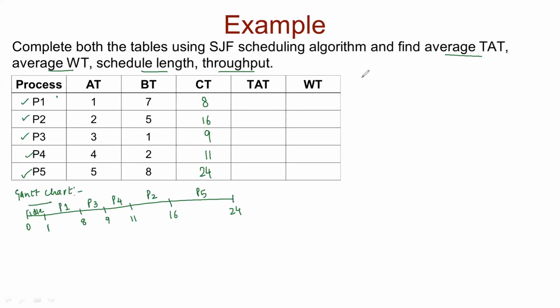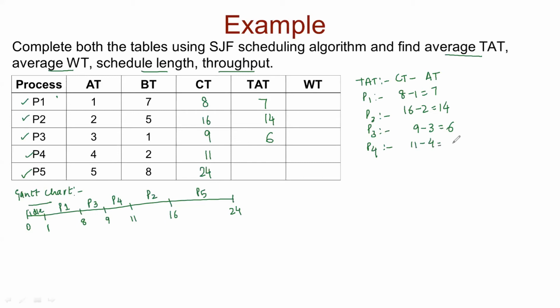Turnaround times. We know that turnaround time is completion time minus arrival time. For P1, it is 8 minus 1, which is 7. For P2, it is 16 minus 2, which is 14. For P3, it is 9 minus 3, which is 6. For P4, it is 11 minus 4, which is 7. For P5, it is 24 minus 5, which is 19.